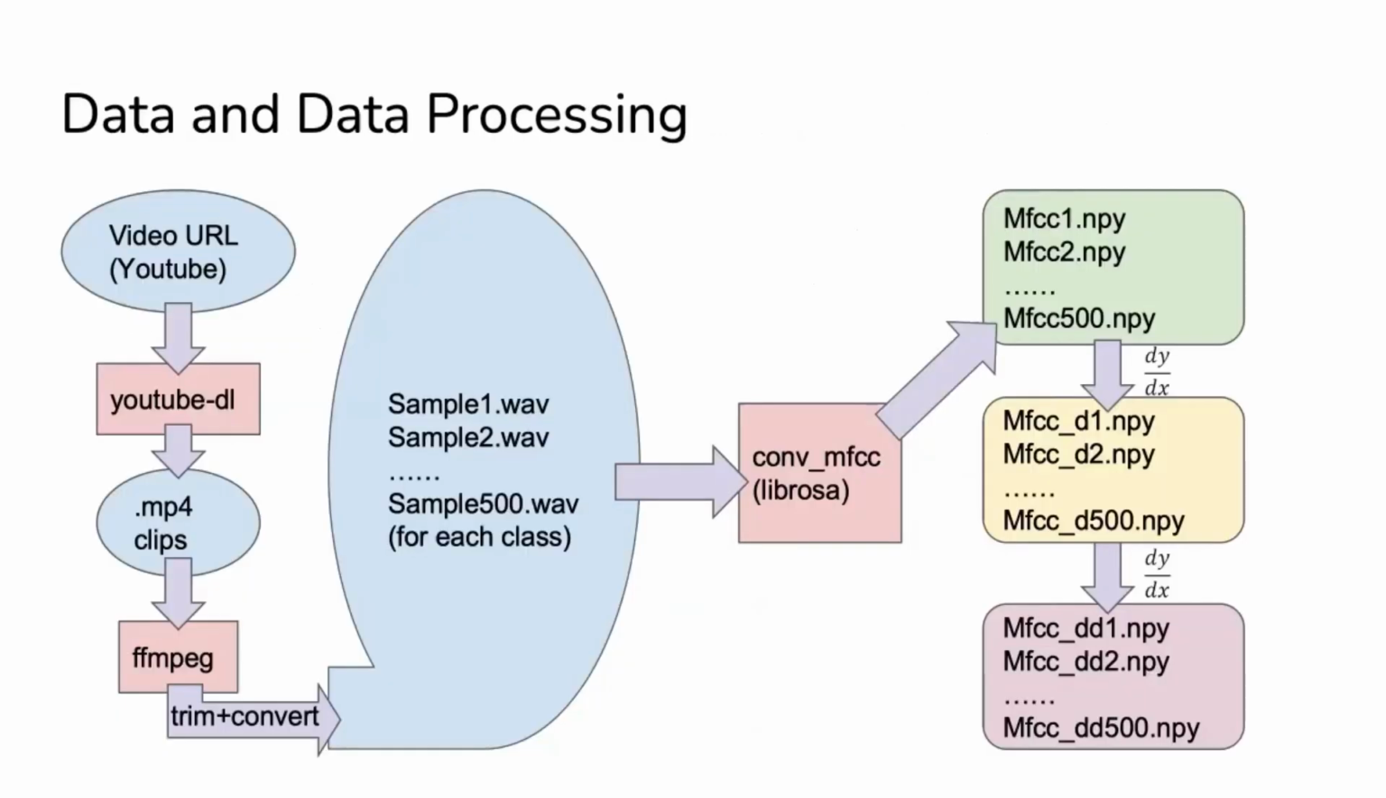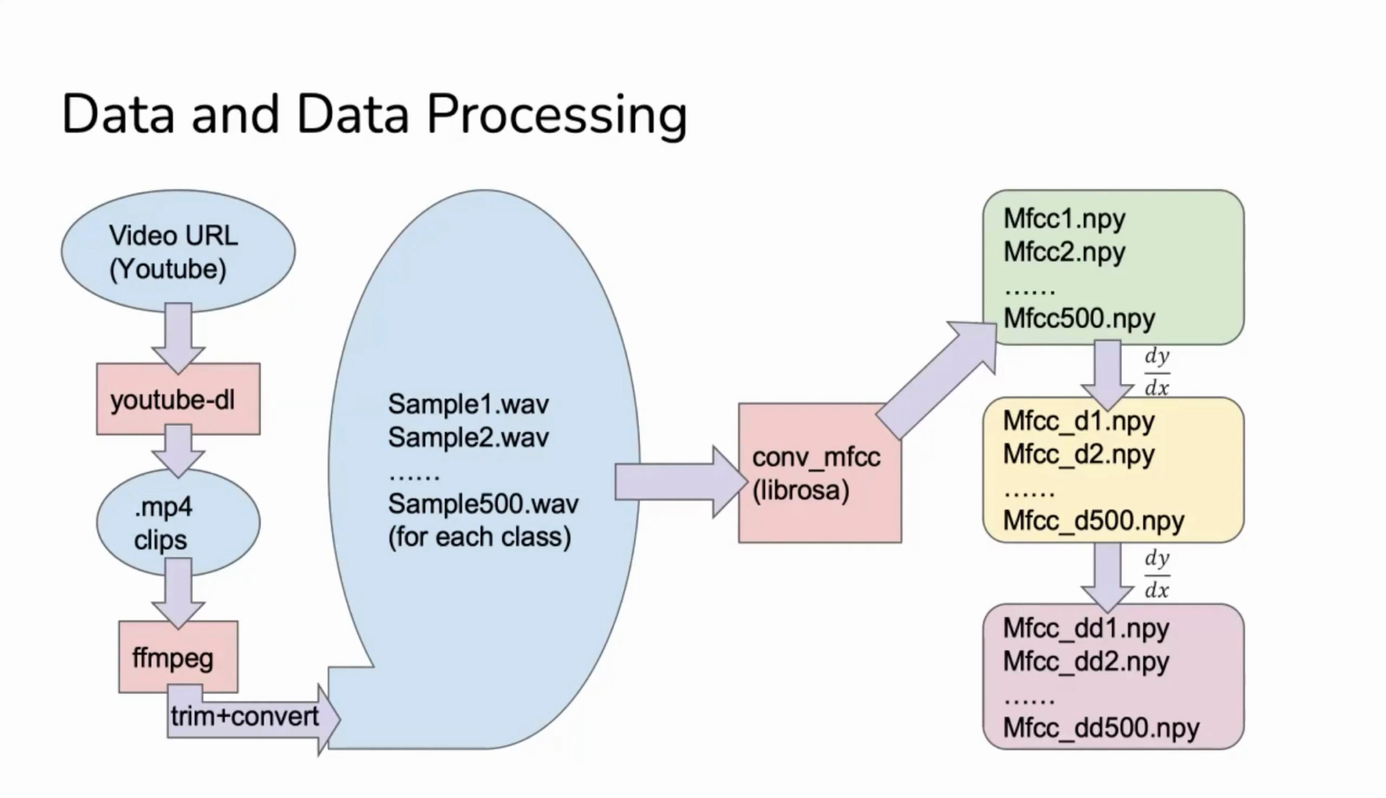Next slide, please. So this is the structure of our data processing unit. It first takes a video URL and then uses YouTube-DL to download the video as a .mp4 file, then uses FFmpeg to convert the file to a .wav format and cut it to a number of samples. The samples are all 10-second audio files.